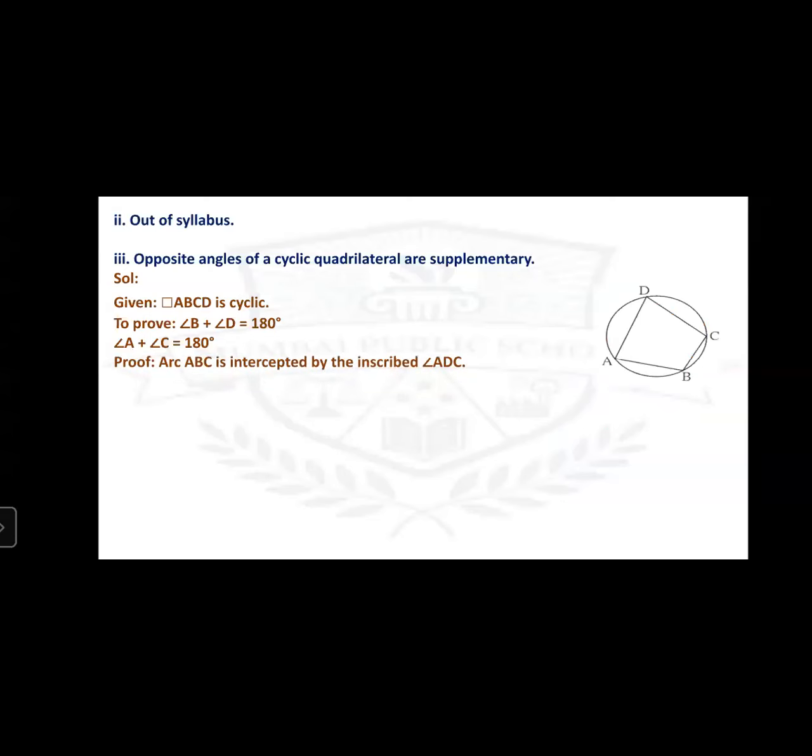Now arc ABC, see in the figure, arc ABC is intercepted by the inscribed angle ADC. Therefore, angle ADC is half of the major arc ABC. Simple. Now, this is equation number 1. Similarly, angle ABC is an inscribed angle and it intercepts the arc ADC. Therefore, we write angle ABC is equal to half of the major arc ADC.